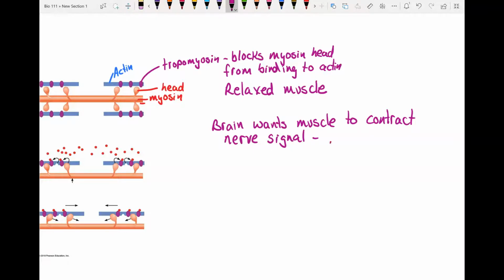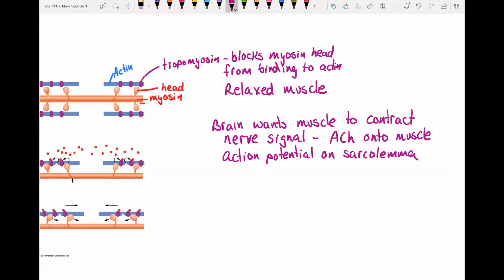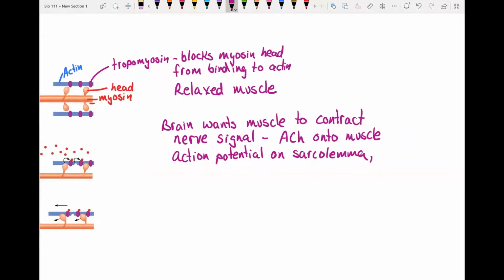You're then going to secrete acetylcholine. Acetylcholine is a neurotransmitter onto the muscle. The acetylcholine will cause what's called an action potential, which just means it's the electric signal. So the acetylcholine will cause an action potential on the sarcolemma of the muscle cell. That action potential will go down the T-tubule. The T-tubule is a tunnel that just carries that electric signal from the surface down into the muscle fiber.